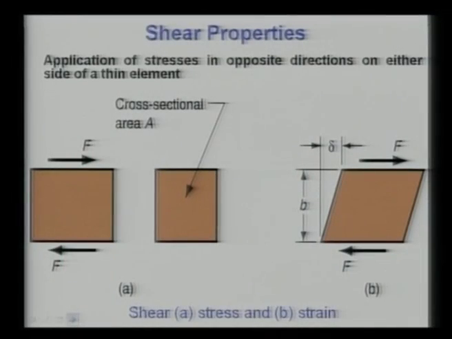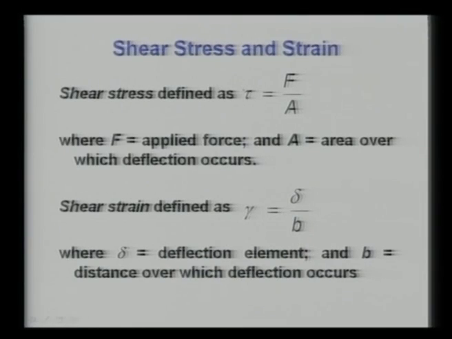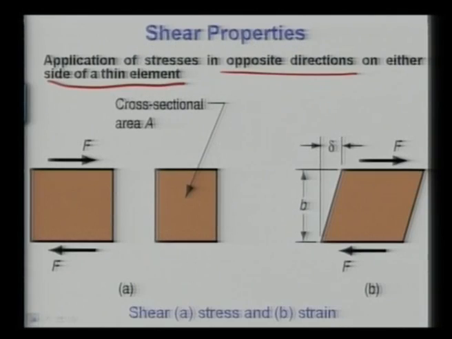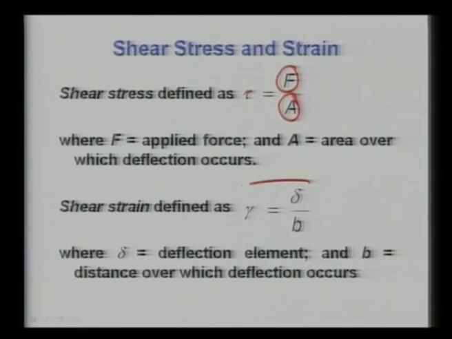Now shear properties: this is the application of stresses in opposite directions on either side of a thin element. Essentially, shear causes angular distortion of the two opposite surfaces. Here again, tau is defined as the force applied divided by the cross-sectional area, and shear strain is the ratio of delta to B, the distance between the two planes. This delta over B is defined as the shear strain of a material.